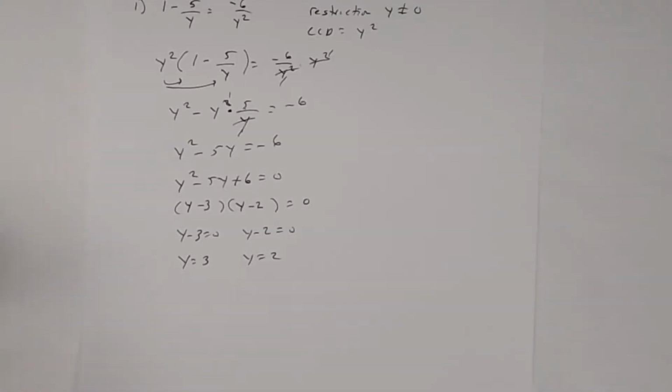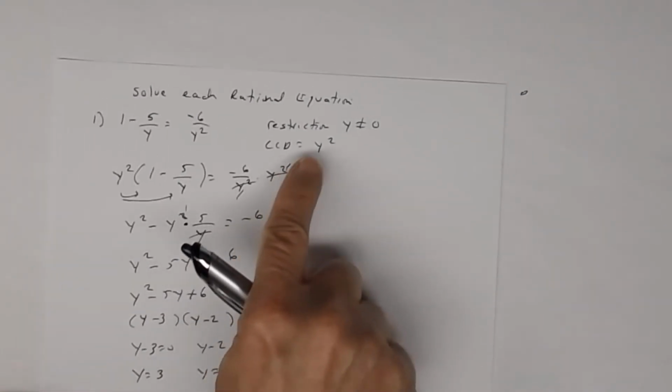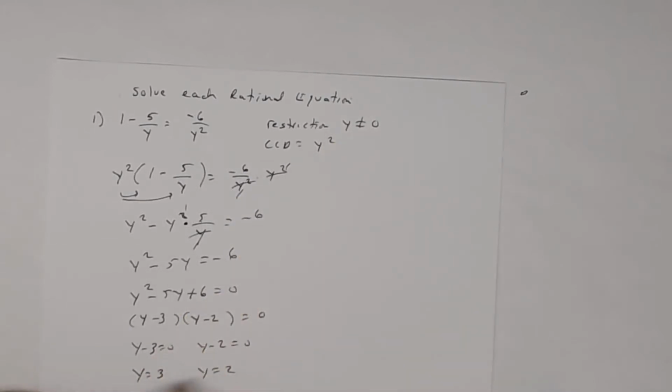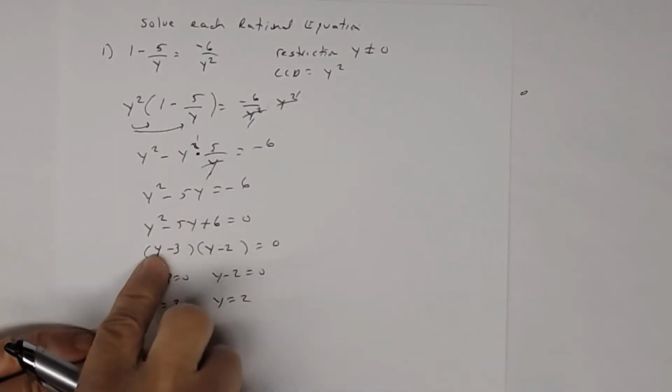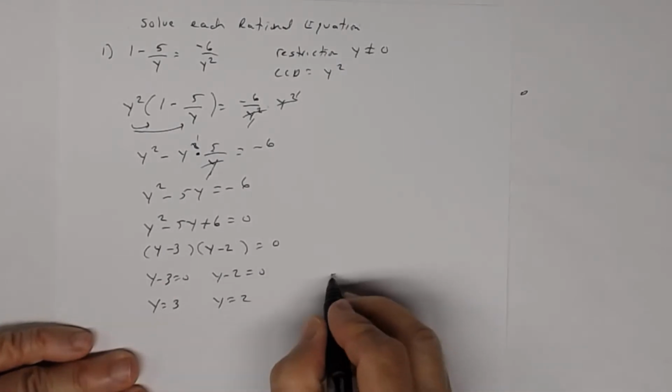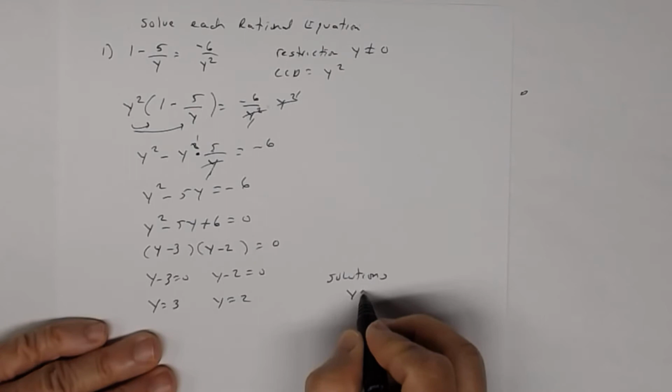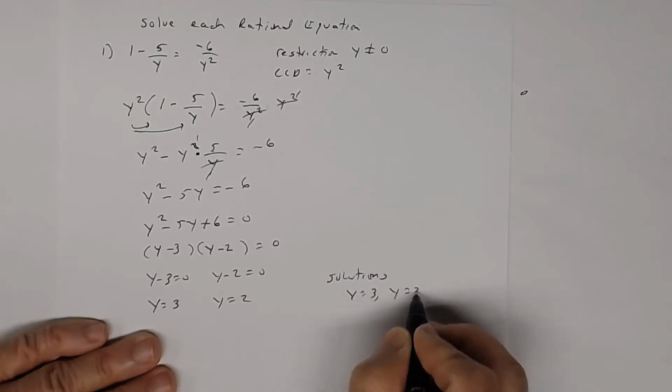So go back and ask yourself, are any of these a restriction? And the answer is no, because the only restriction was 0. All right. So if I did all this work correct, then these would be your solutions. So these proposed solutions actually do work. So it'll be y equal 3, comma, y equal 2.